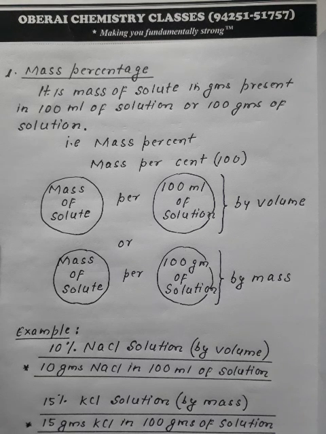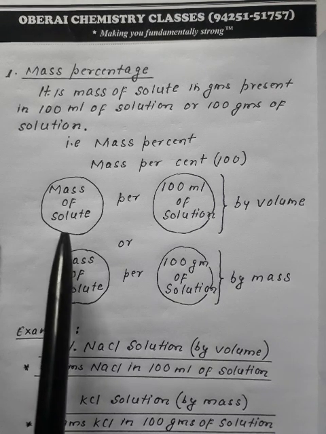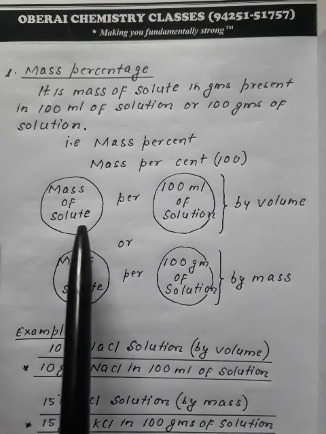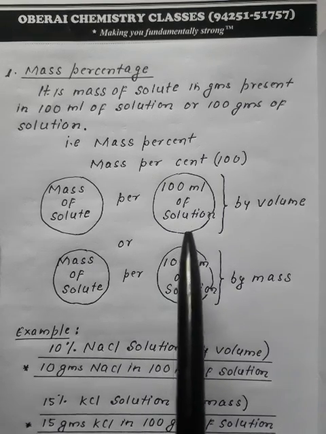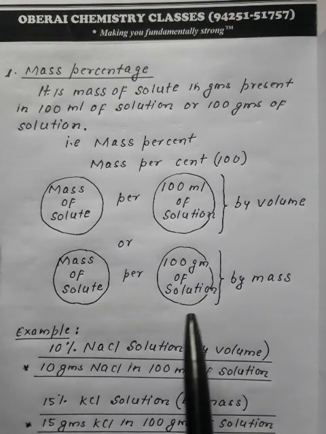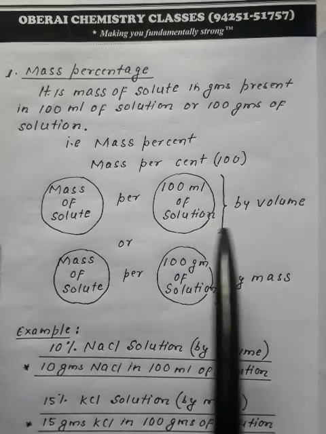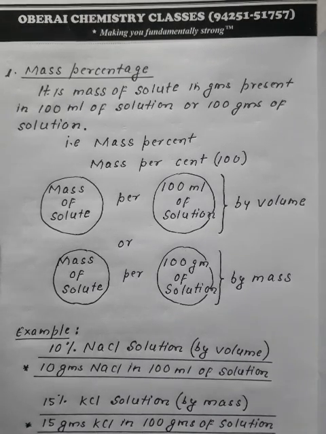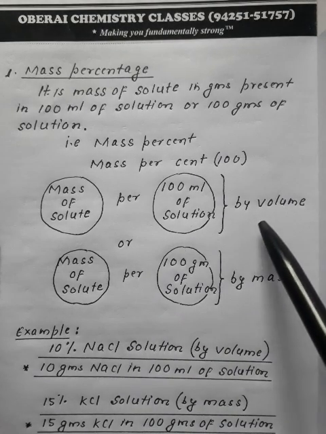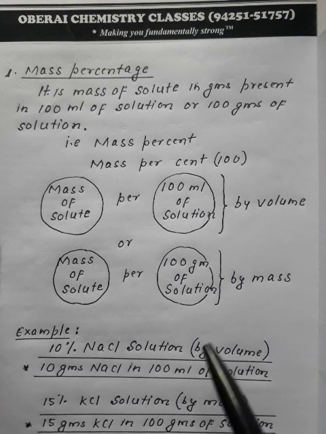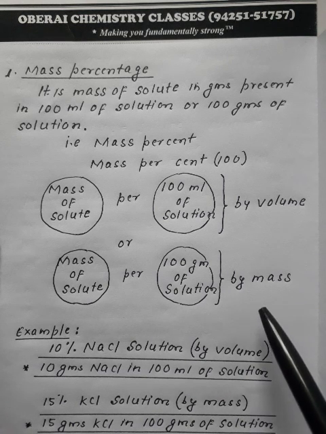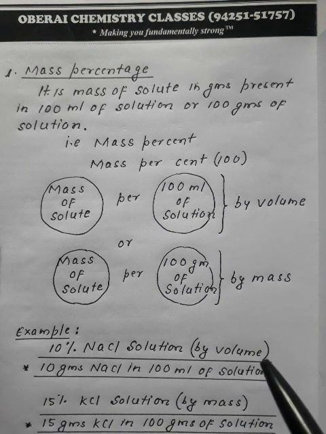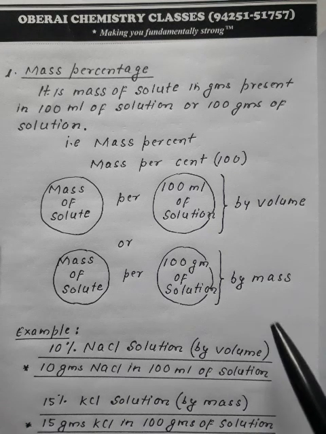So remember, mass percentage is the ratio of solute to solution. Solute is taken in grams. Solution could be either 100 ml or 100 grams. If it is 100 ml, then it is represented as mass percent by volume. If it is 100 grams of solution, then it is mass percent by mass. So we have mass percent by volume and mass percent by mass.